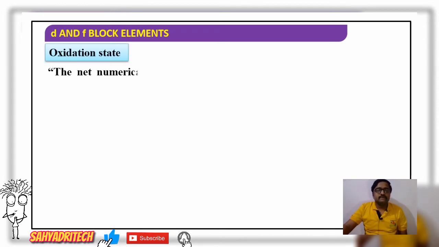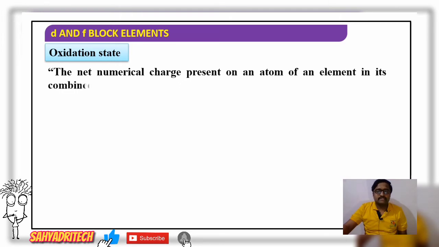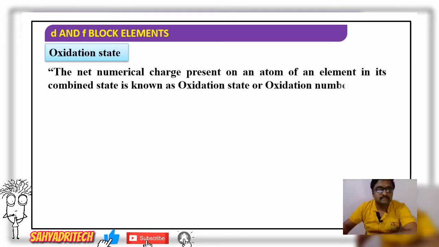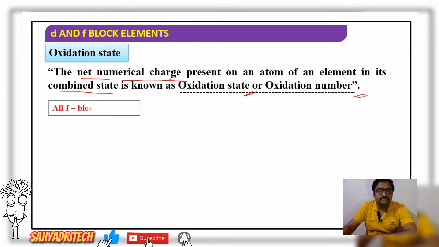Now the oxidation state, what is it actually? It is the net numerical charge. So what does oxidation state mean? It is the net numerical charge present on an atom of an element in its combined state. The net numerical charge present on an atom of an element in its combined state is called oxidation state, or it is also called oxidation number.